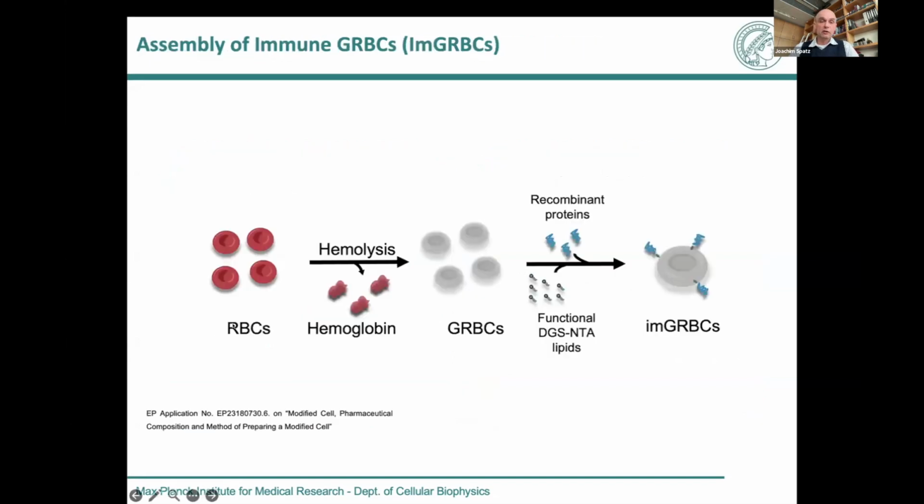So first of all, red blood cells, ideally you can take them from patients of interest. Eventually you take out the hemoglobin to have the reservoir inside empty. That's why it's called ghost red blood cells. And then we functionalize them with lipids which are carrying an NTA. And the NTA is then ready for grabbing proteins which carry a HisTag. And then you have immune ghost red blood cells which have the ligands of interest on the surface.